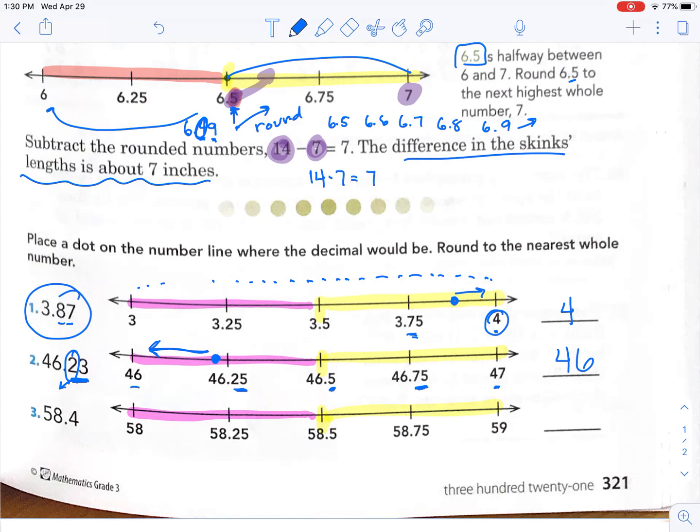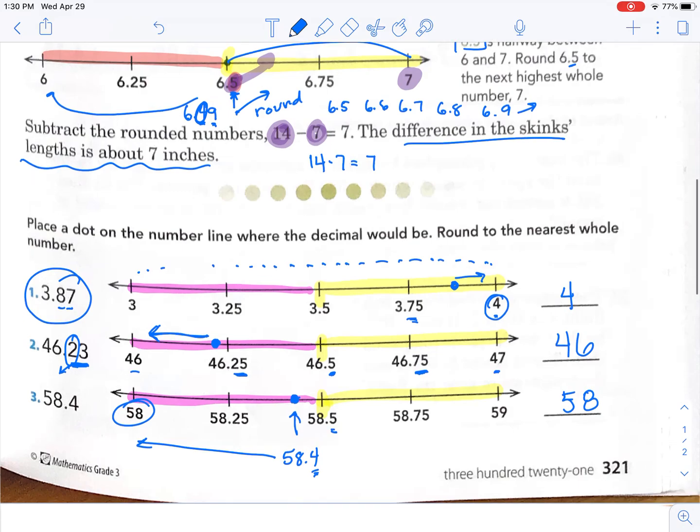58.4. Well, here's 58.5. I know it's going to be less than that, so maybe right here. If yours is in a slightly different spot, that's okay. So this would be about right here. That would be 58.4. That's in our pink zone. And we also know from our rule, in the tens place, 4 and down, round down. Okay. Hopefully this is starting to feel good.